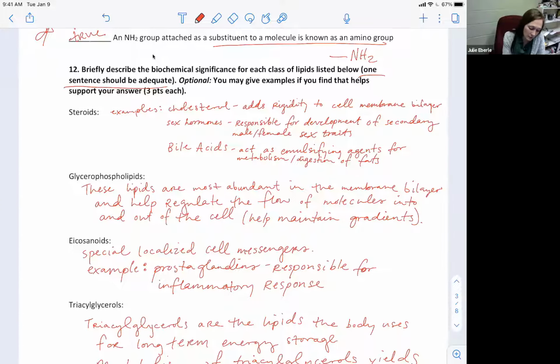We gave several examples for steroids. We said cholesterol adds rigidity to the cell membrane bilayer. It's really important because it helps hold the bilayer together. We said sex hormones are responsible for the development of secondary female and male sex traits. We said bile acids, nobody really mentioned this, act as emulsifying agents for digestion of fat. Somebody actually may have mentioned that on there. I can't remember. So there are 3 different significant examples of the functionality of steroids.